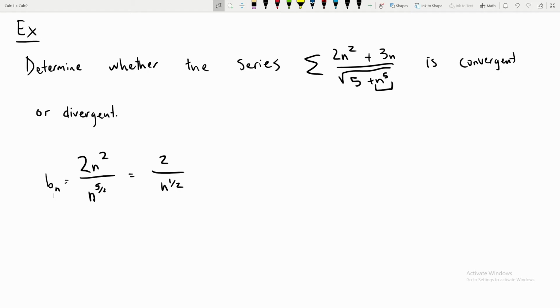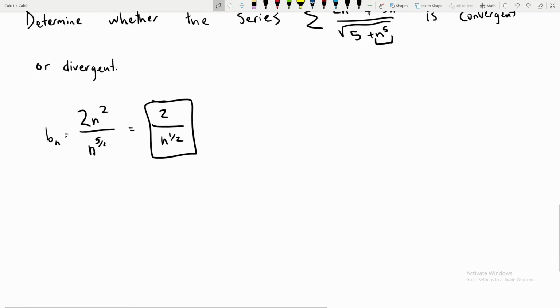However, in this case, we don't really know how to compare this function to this one right here. It's a bit of a mess. So this is a pretty big giveaway that we are going to be using the limit comparison test. Now, what the limit comparison test tells us to do is take the limit as n approaches infinity of a of n divided by b of n.